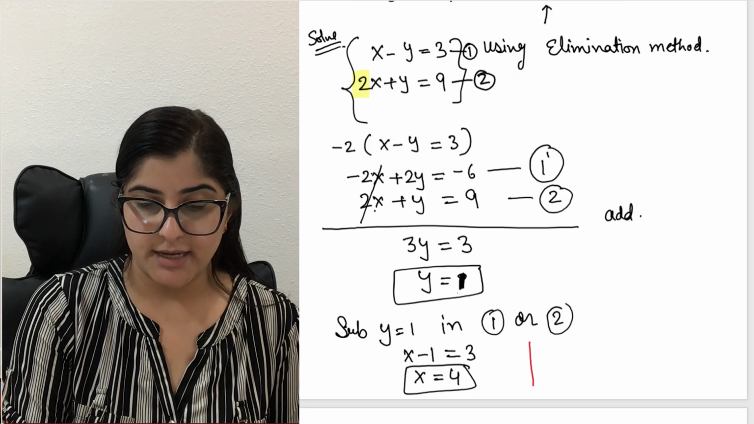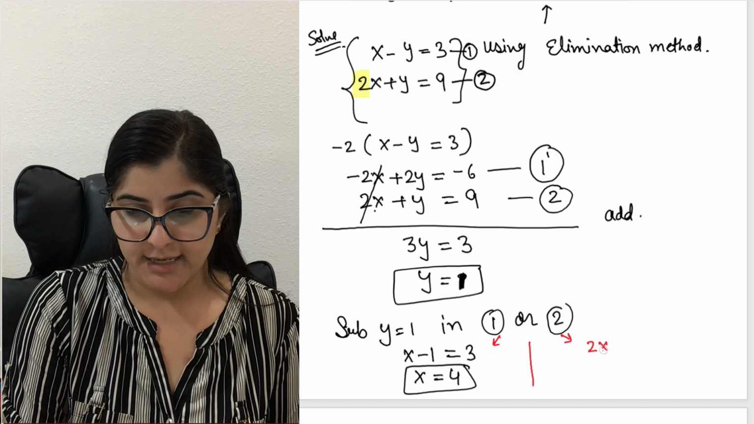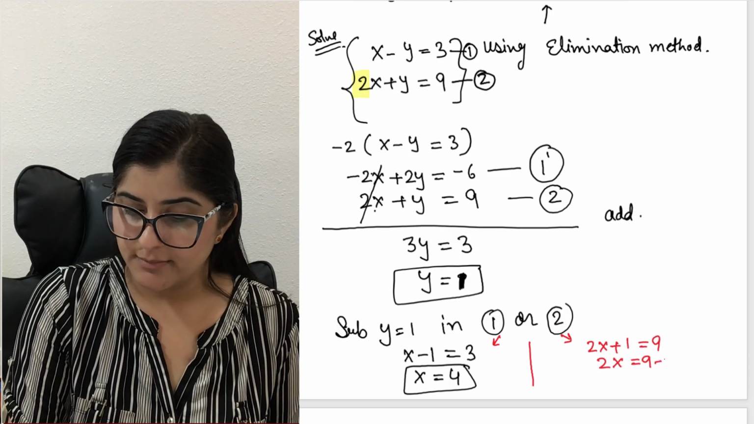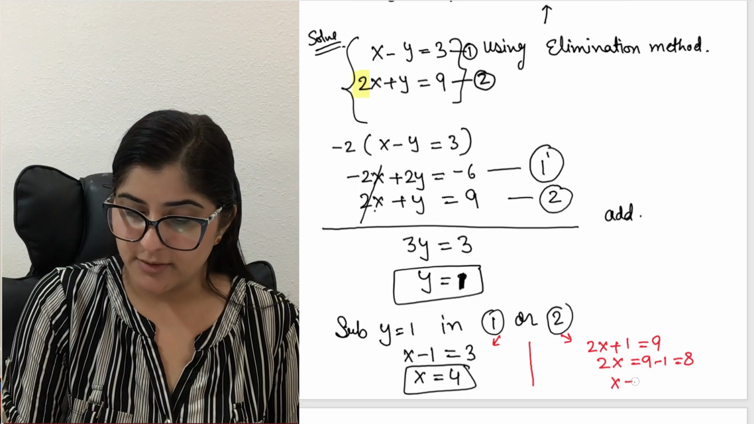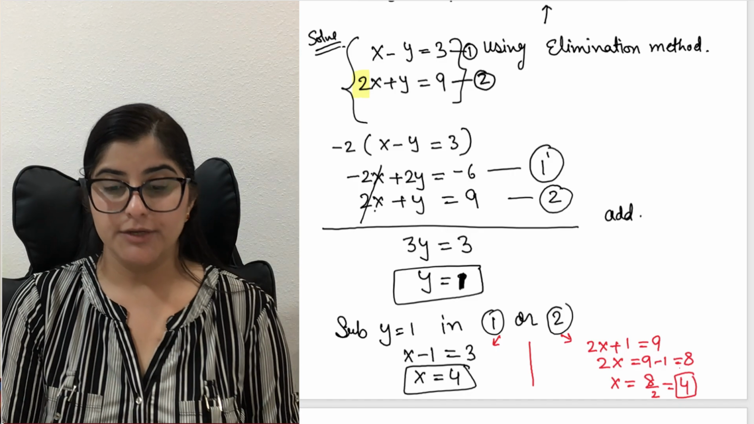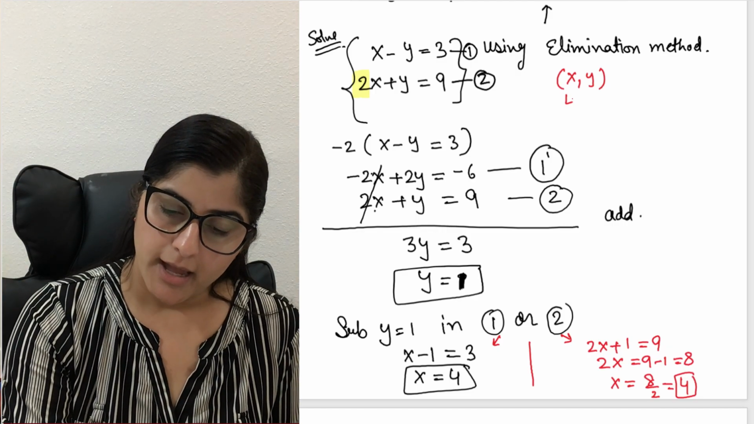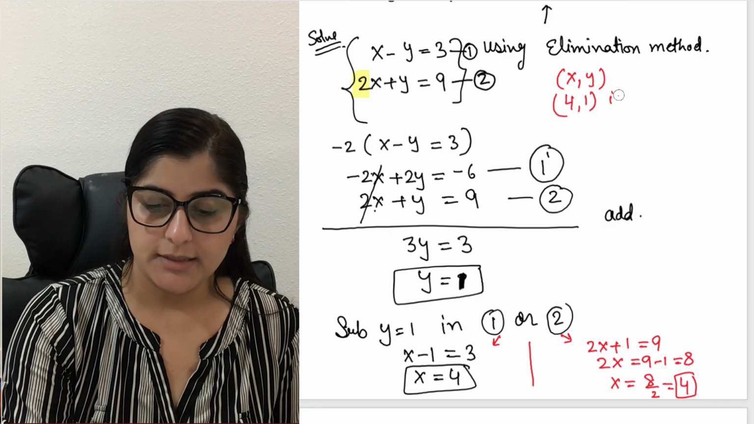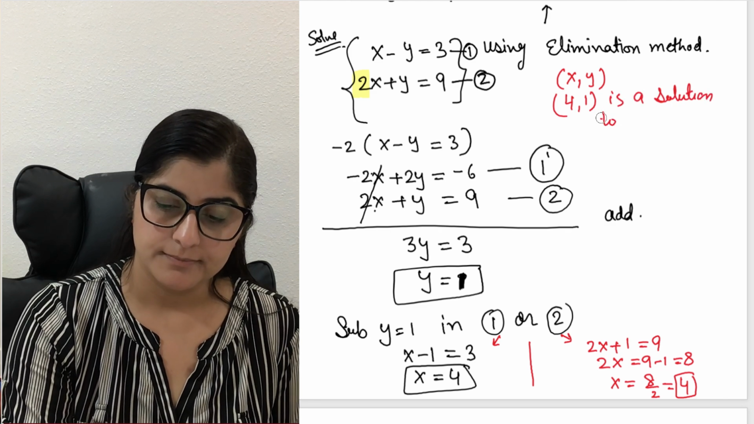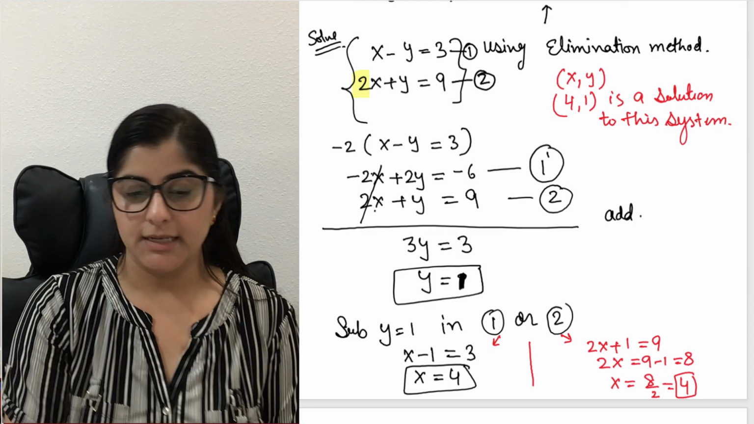If you substitute y is equal to 1 in 2, you get 2x plus 1 is equal to 9. 2x is equal to 9 minus 1 is 8. So x is equal to 8 over 2, that is equal to 4. Both ways you get x value 4. So we can say that (x, y), x value 4, y value 1, is a solution to this system. So this is called the elimination method.